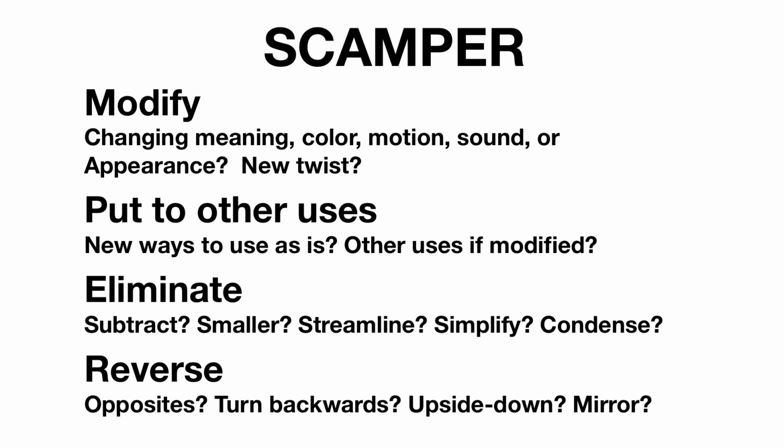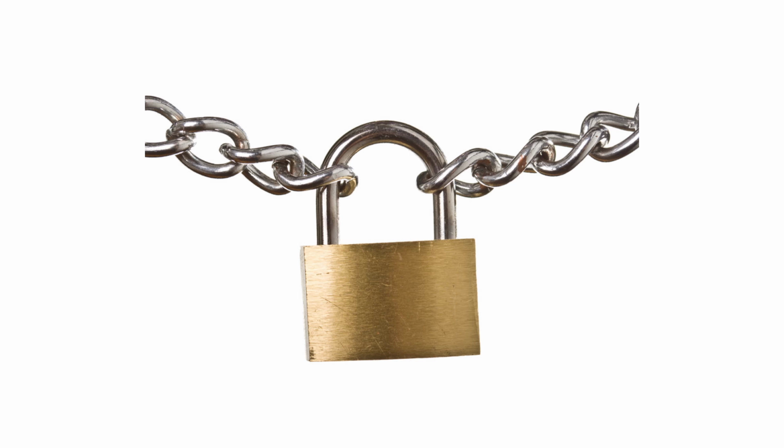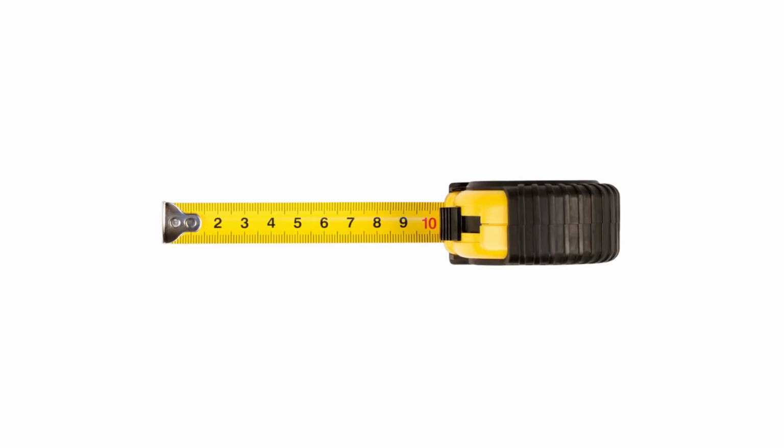So consider P, put to other uses. You might think, new ways to use as it is, or other uses if modified. Applying put to other uses to the paperclip, we generated many ideas, such as using the paperclip as a guitar pick, a lock pick, jewelry, or a measuring tool. When you're stuck or out of ideas, use these verbs and apply it to your problem.